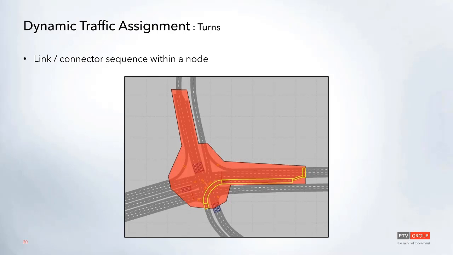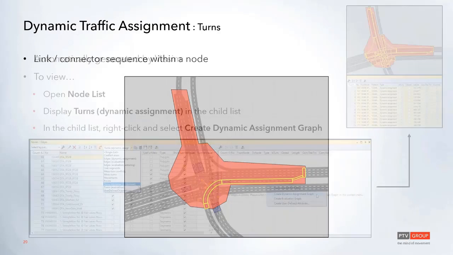All right, so now we're going to move on to the automatically generated network objects for DTA. So the first one here is turns. And so turns are generated within nodes themselves. And this is really just another link and connector sequence for each of the turning movements that are set up within the node.